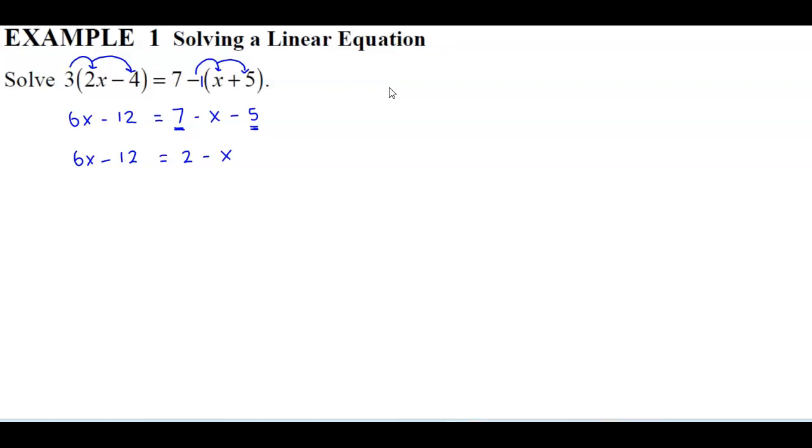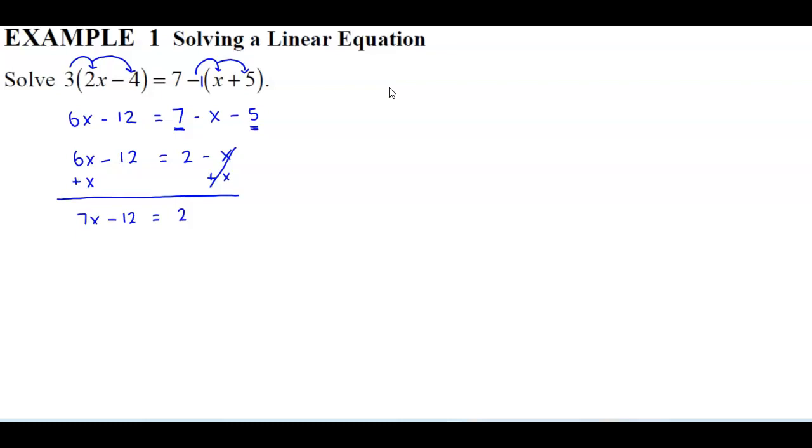In this case here, I'm going to bring the minus x over, so I'm going to add its opposite. So I'm going to add x here, and I'm going to add it to the 6x because those are like terms. And so therefore, we're going to take 6x plus x, which is going to give us 7x minus 12, and that's going to equal 2. And this minus x plus x is going to give us 0. So therefore, we now have combined the x's on one side of the equation.